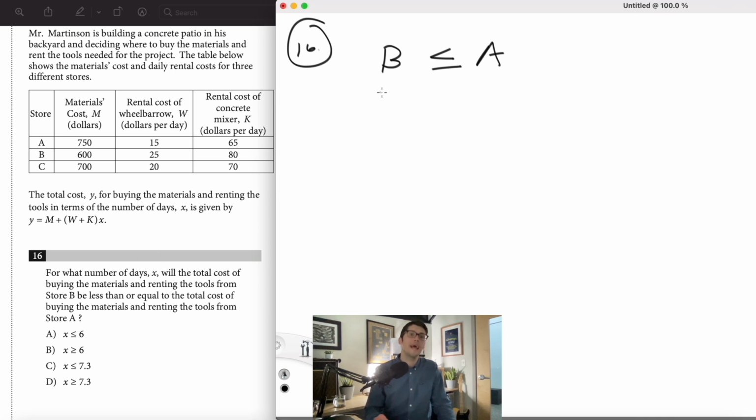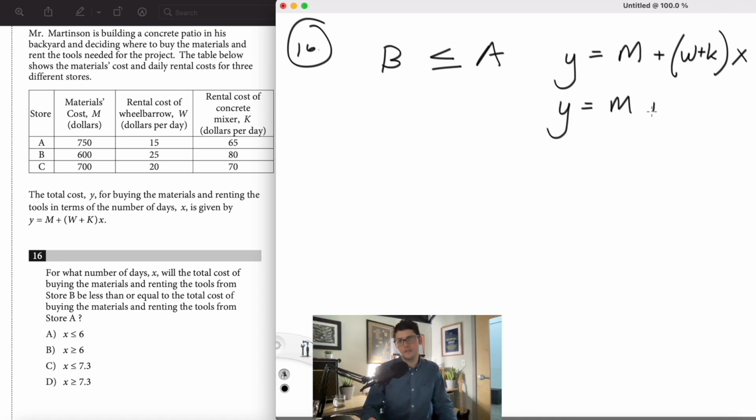Okay, B and A. So obviously these numbers are super important, but maybe the first thing to do is just try out what happens at 0 days. So we have these equations, x is the number of days at these two places. It looks like in this equation you have m and then you have w plus k that gets multiplied by x. So if x is 0, we have y equals m plus some stuff times 0.